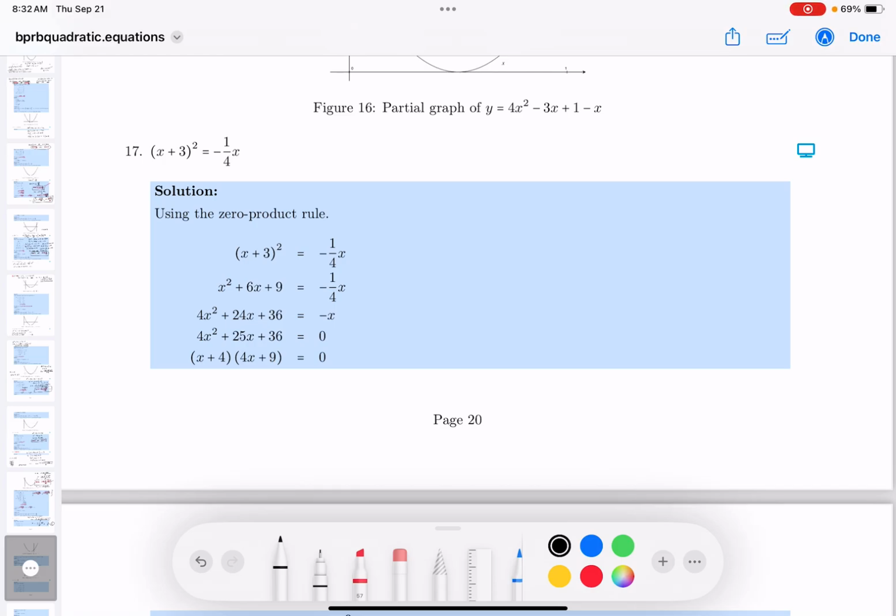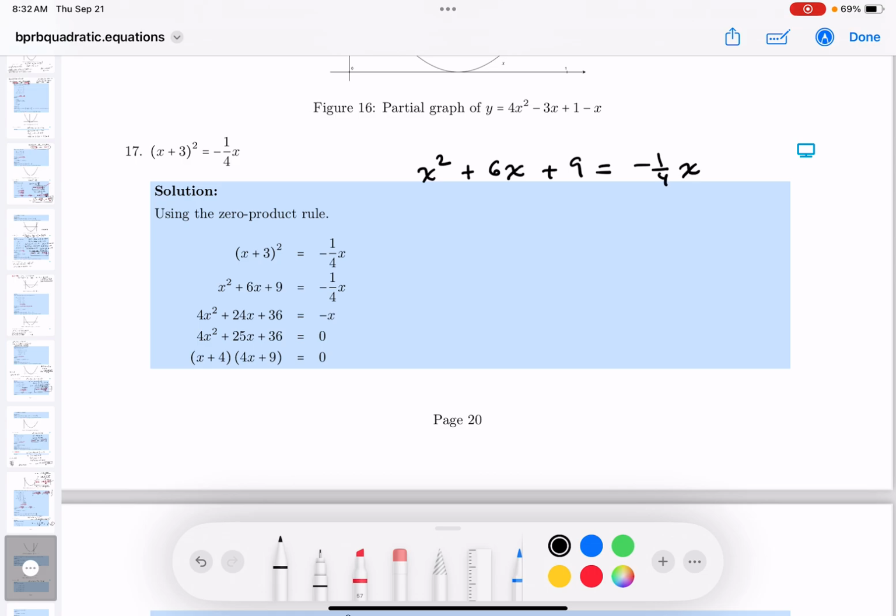All right, where to start? Simplification. What do you get? Left-hand side, x squared. That's going to be 6x, and then a 9. What do you get on the right-hand side? Minus 1/4 of an x.